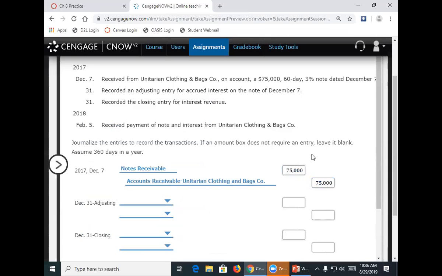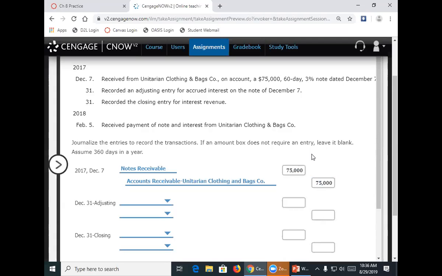Now it wants us to get into that adjusting entry. On December 31st, record an adjusting entry for accrued interest on the note. We wrote this on December 7th, and now we're at the end of our fiscal year. How many days have passed? 24 days. Good. So we need to recognize here 24 days of interest that we've earned that we're not receiving yet.